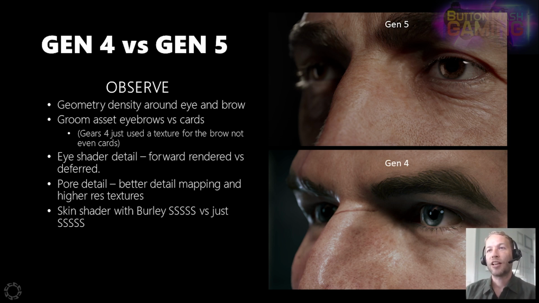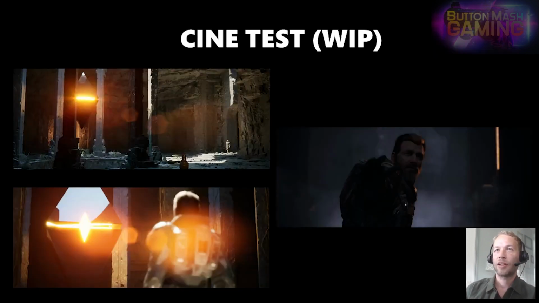And the eye shader detail, we're using the MetaHumans eye shader. It's forward rendered, which gives Epic and us a lot more control. It looks fantastic. Better pore detail here, and we're using the new Burley SSS, versus the JD for Gen 4, which just used standard screen space subsurface scattering. So yeah, huge difference there.